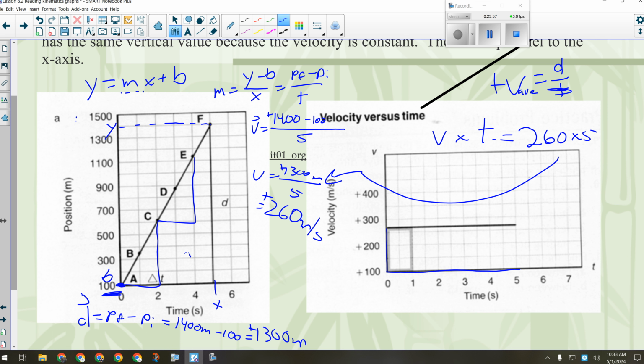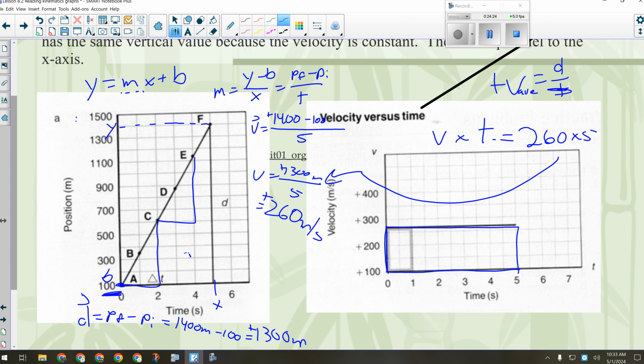When I did that, did I kind of calculate the area of this rectangle? I went base times height, right? 5 seconds times 260 meters per second. That gave me the area of that rectangle, which just happened to be the displacement, 1,300 meters of that object.